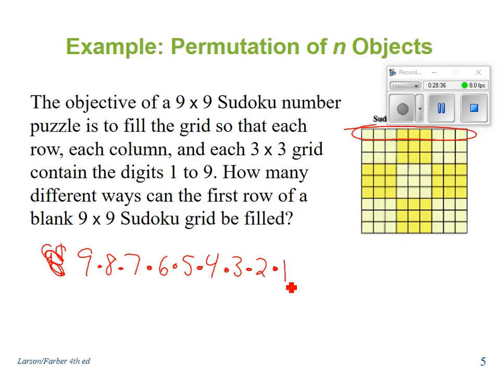Again, if you grab your calculator and you put in 9, then you go to the math button, go over to probability, go down to factorial, hit enter, and it says 9 factorial, then hit enter again. 362,880. So there's 362,880 different ways that you could, if you're making up those Sudoku puzzles, make that first line.